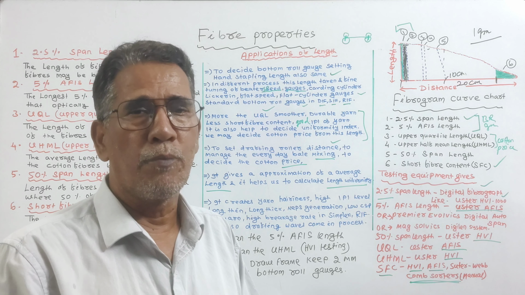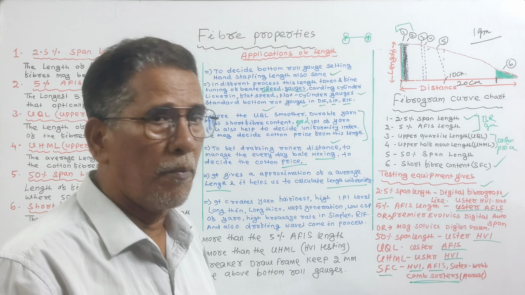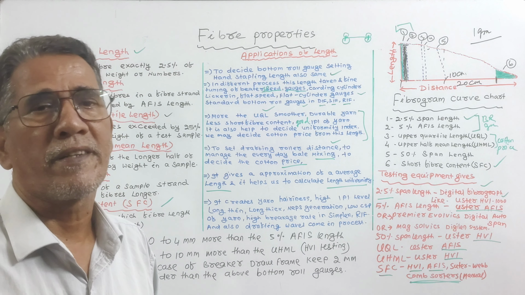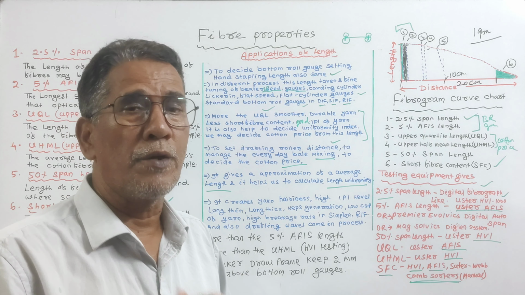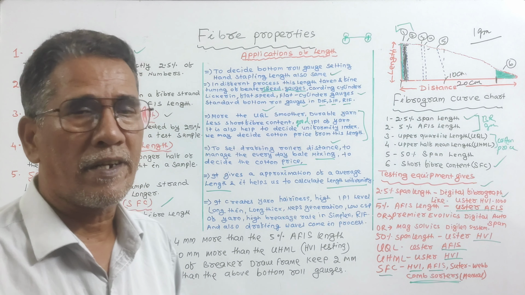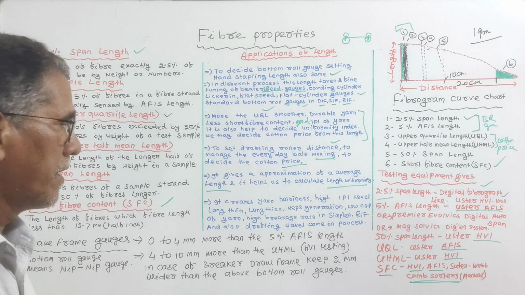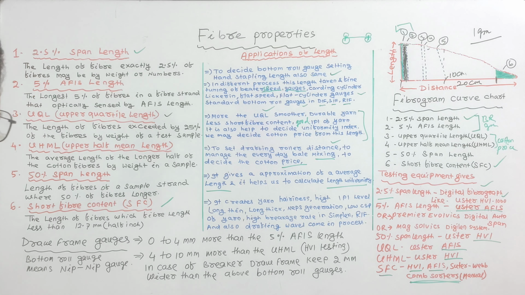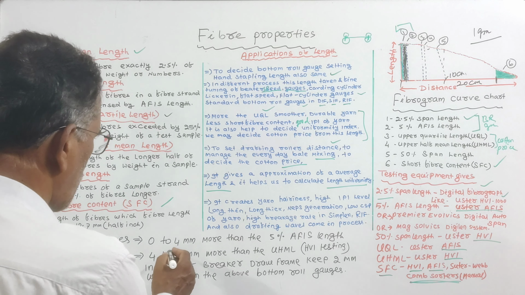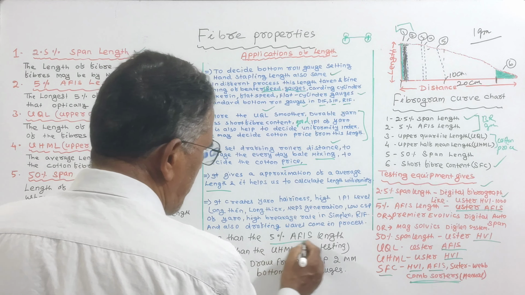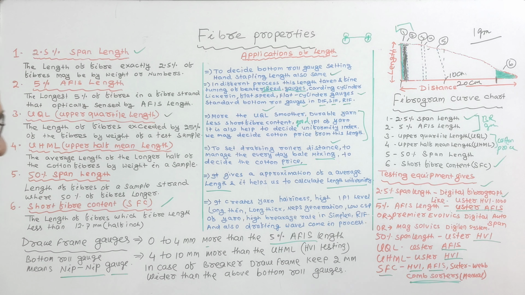SFC is very important and it should come less than 7%. If it is 6 to 7, it is better cotton. More than 8% is bad cotton. And regarding drop frame gauges, bottom roll gauge means nip to nip gauge. It should be 0 to 4 mm more than the 5% span length. If you are deciding the gauge as per span length, it must be 0 to 4 mm wider than the 5% span length.